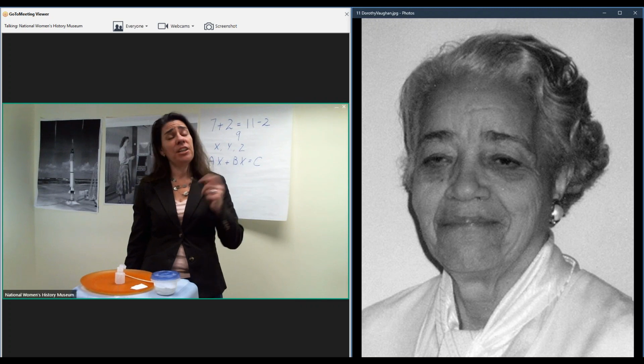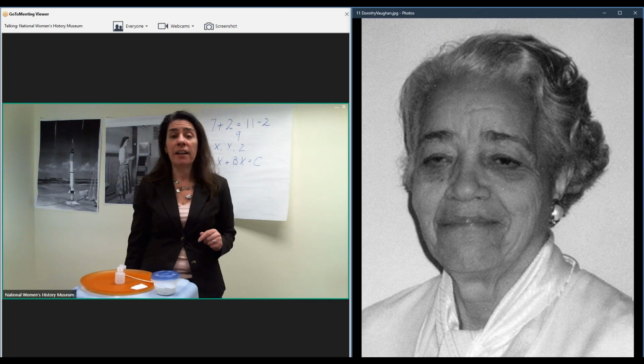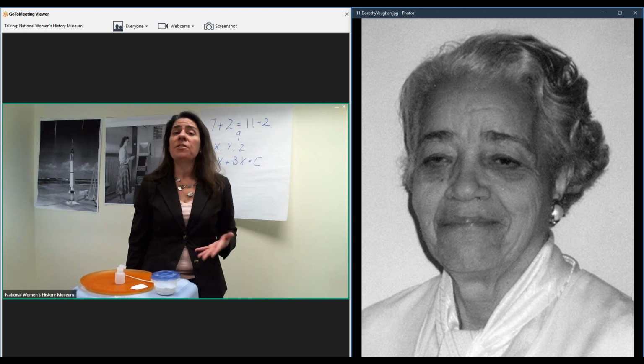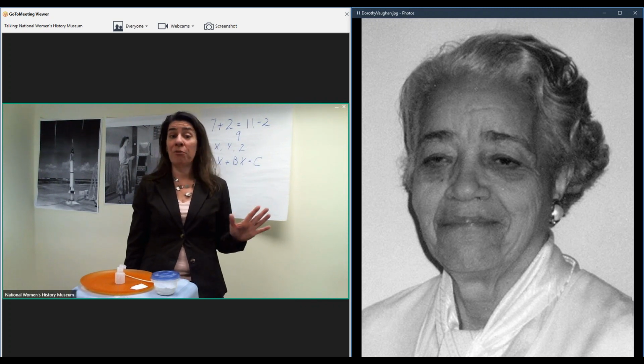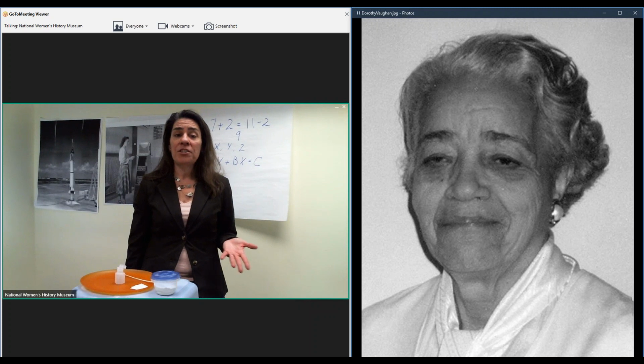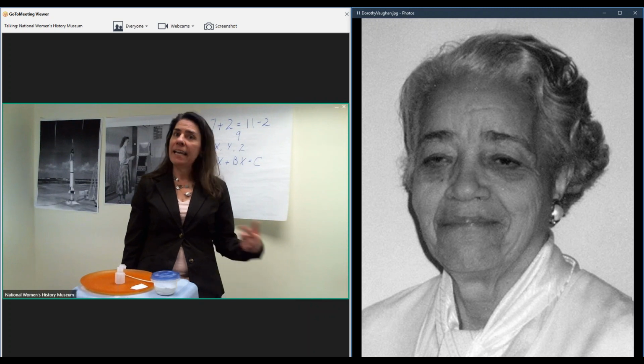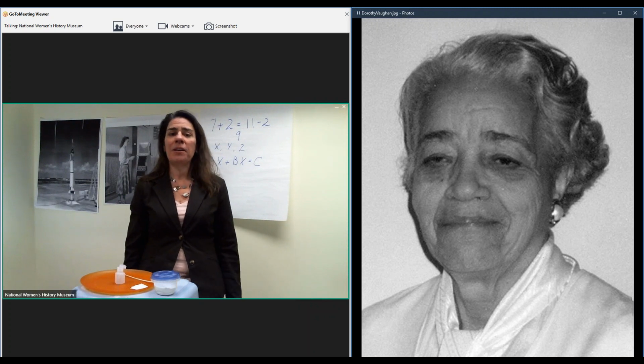She had also been a math major in college, and she had worked as a school teacher for a number of years. She was eventually promoted to supervise the West Computer Pool in 1949, which made her NASA's first black supervisor, male or female. She also went on to write a handbook that explained how to use those calculating machines to perform algebraic equations. And later, she went on to become an expert at Fortran programming.